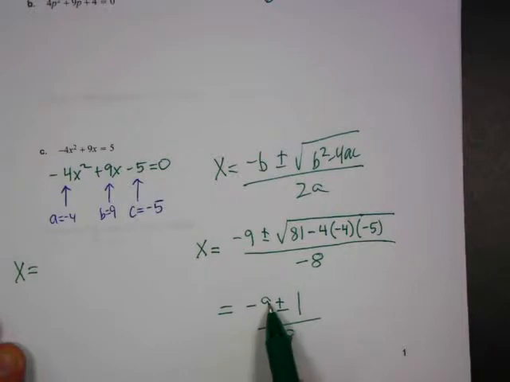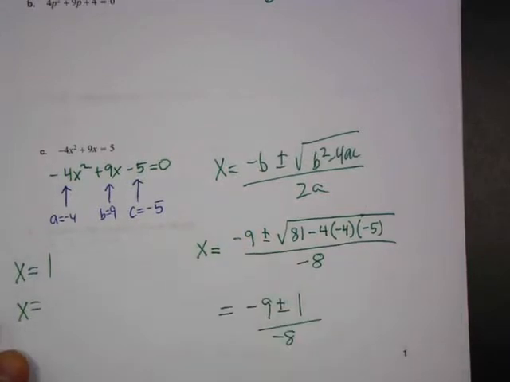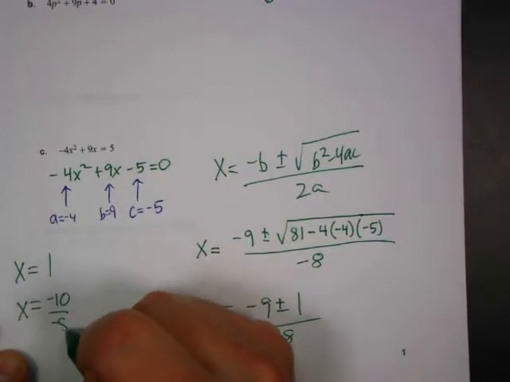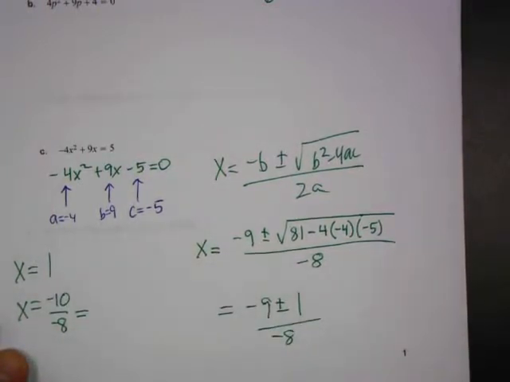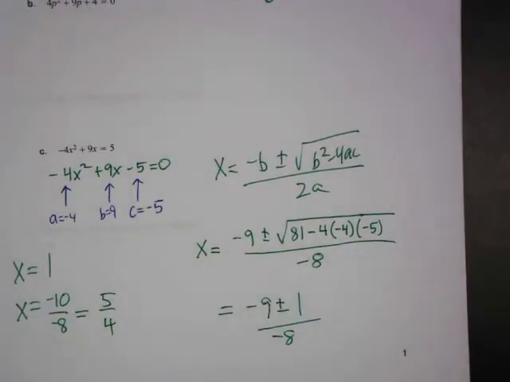What's -9 plus 1? -8. And what's -8 divided by -8? Positive 1. X is, what's -9 minus 1? -10. So that would be -10 over -8. Two negatives make a positive. And I can take a 2 out. 5/4. Questions on that?